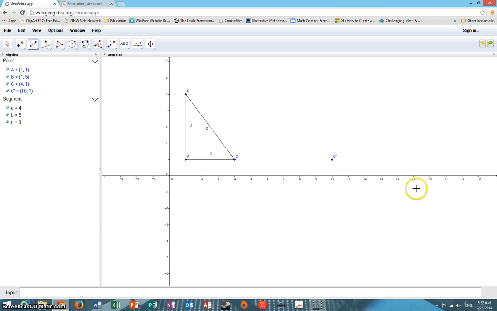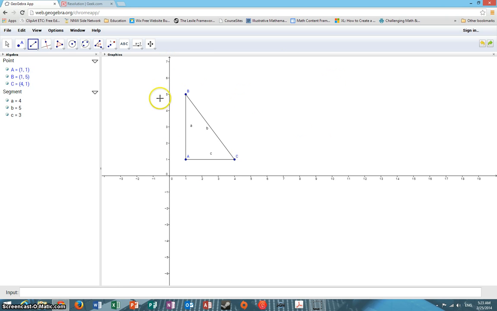Hello, Mr. Stone here, and we're going to talk today about dilations. Dilations really are just a way of scaling an object, making it either larger or smaller. If we're going to make an object larger, then we can simply multiply whatever our side length is, or whatever the coordinate is. So, let's take an example here.